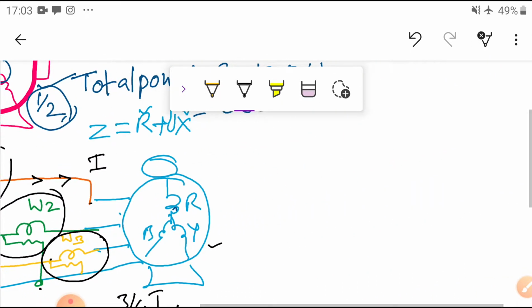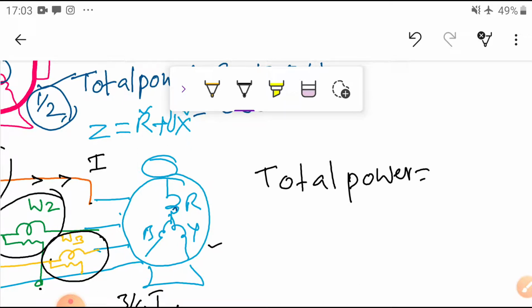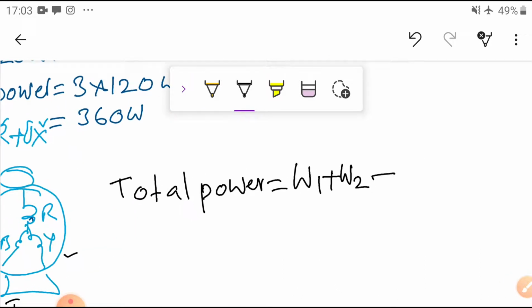So the total power is equal to the W1 reading plus the W2 reading plus the W3 reading, which will give the total power consumed by this motor.